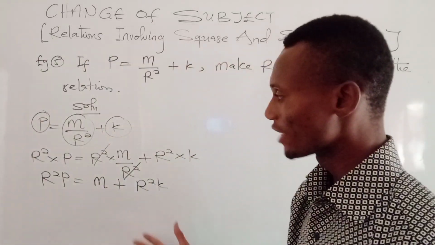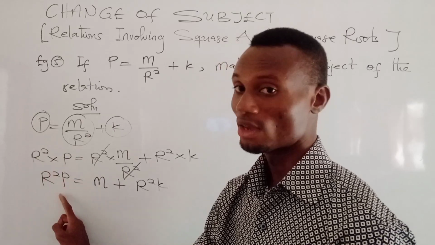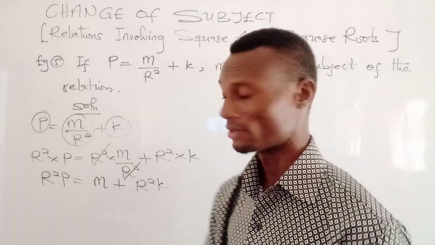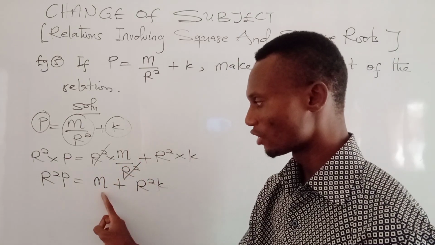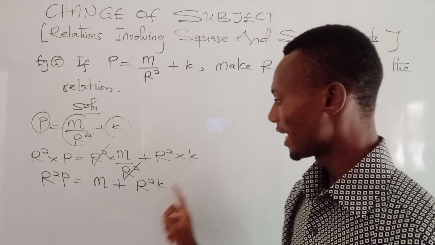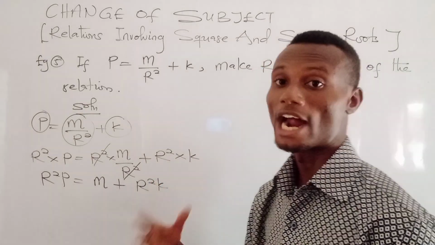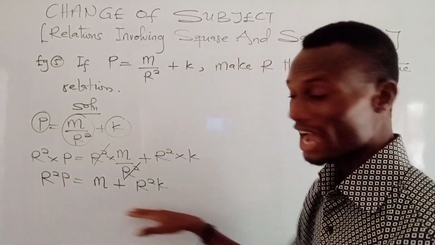Okay, so let's go over one more time. R squared times p gives r squared p, or p r squared is the same thing. Equal sign is there, then m is left here, so repeat your m, you bring your addition sign which is here. R squared times k gives r squared k, or k r squared is the same thing. Okay, so now look at what we have left here.